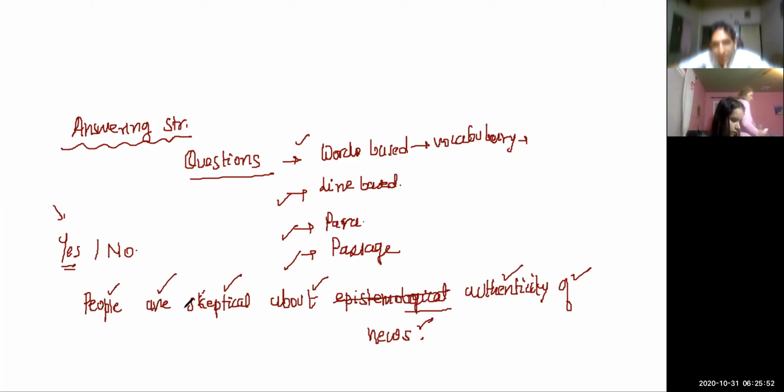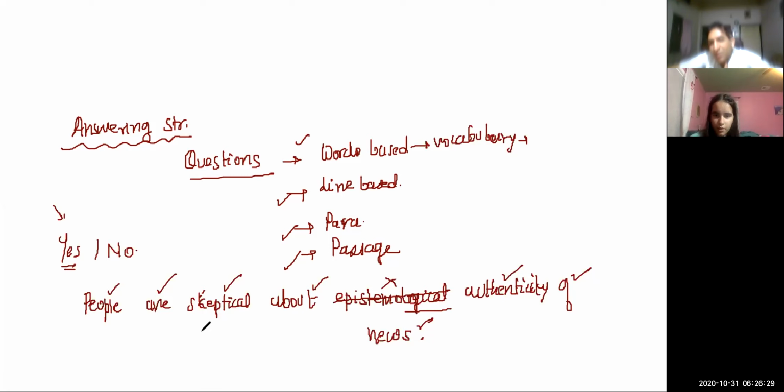So if you look at this sentence, people are skeptical about epistemological authenticity of news. There's just one word which we don't understand here. Okay, I think I get what it's trying to say from most of the words. So what am I trying to say? People are wary of how trustworthy the news is. Yes, how people are wary about how trustworthy the news is.